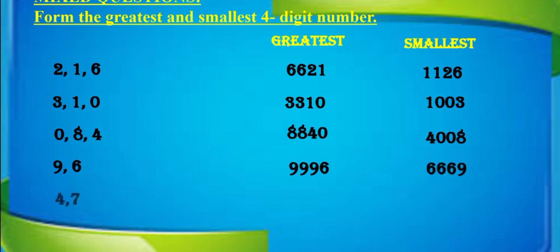One more example, 4, 7. So how to form the greatest number? Repeat the greatest digit 7 two more times. So 7774. And the smallest number is 4447.